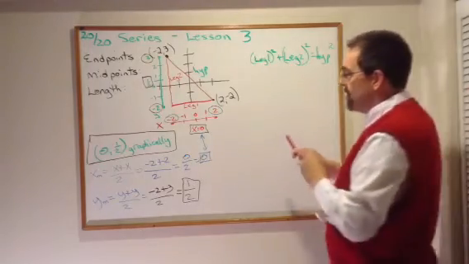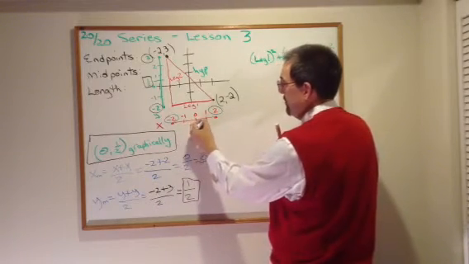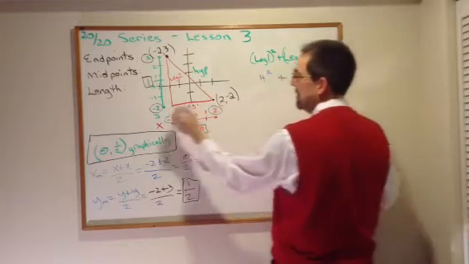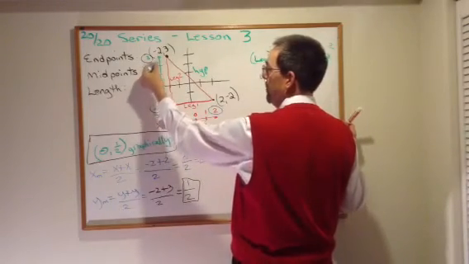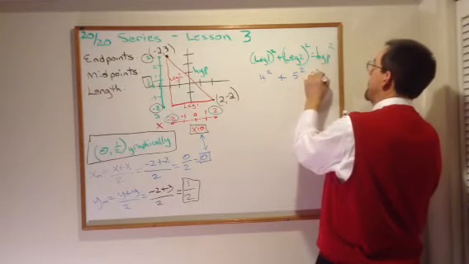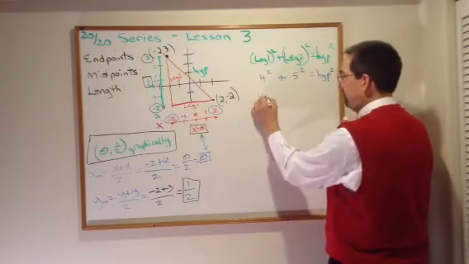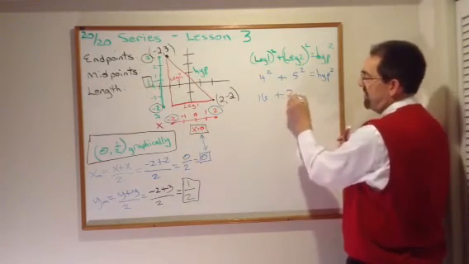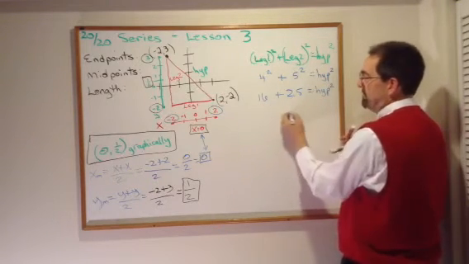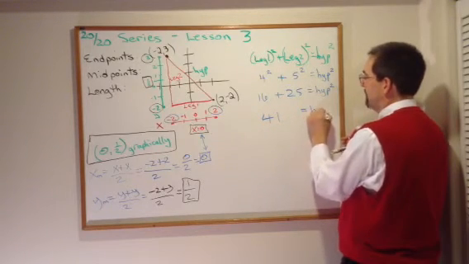Well, didn't we sort of already do that when we were doing the midpoint? Let's see it. 1, 2, 3, 4. 4 units squared. 1, 2, 3, 4, 5 units squared equals the hypotenuse squared. 4 times 4, 16. 5 times 5, 25. The hypotenuse squared. Add them together. 41 equals the hypotenuse squared.